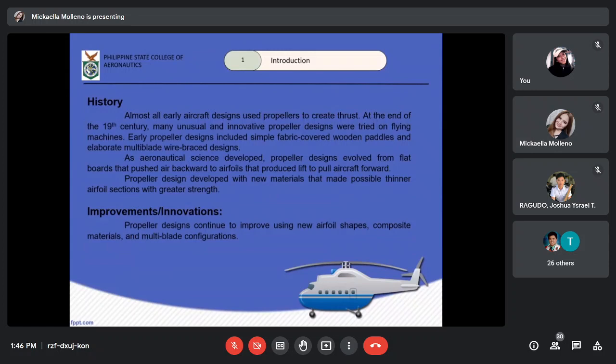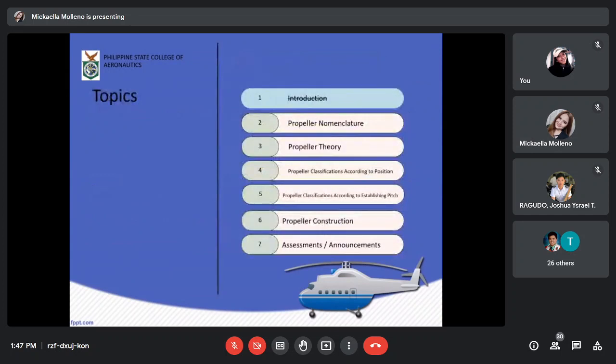Syempre, if we are to consider the structural strength and let's say we need a thinner profile, syempre, aluminum alloys. Pero, meron pa din naman na nag-exist na gawa sa wood. Later on, and I think it's the last topic, if I'm not mistaken, yeah, for the propeller construction kasi, we would be discussing yung mga materials. But regardless, let us move on sa ating second topic, which is the propeller nomenclature.